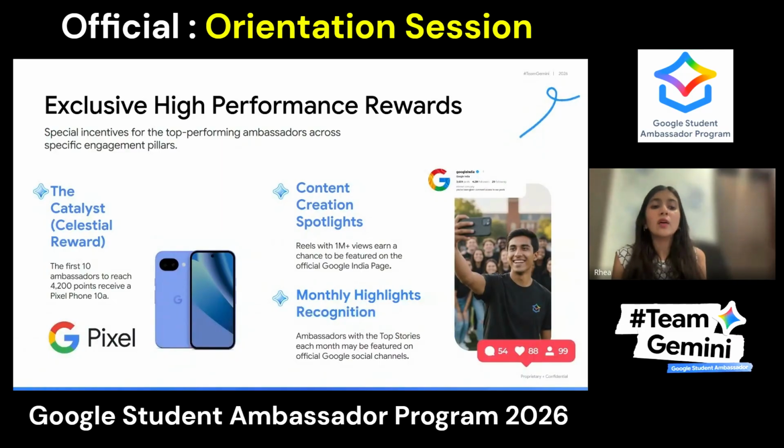Okay, now we've already mentioned that the first 10 people who get 4,200 points get a Google Pixel phone. Apart from that, the reels that are top performing, that reach 1 million views and that have reached top stories every month, you all get a chance to be featured on the official social channels and the official Google India page. Okay, next slide.